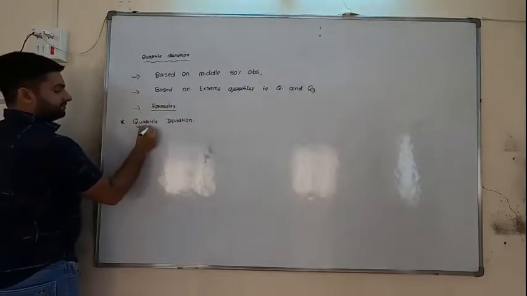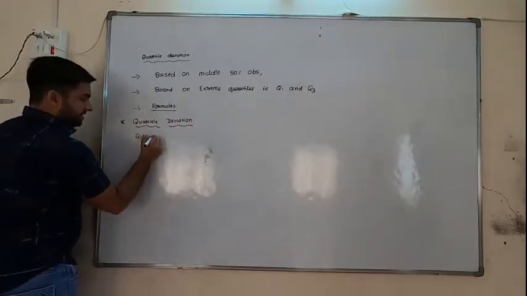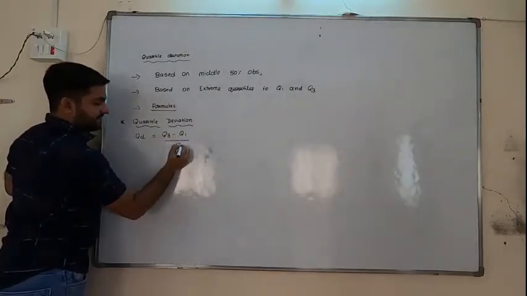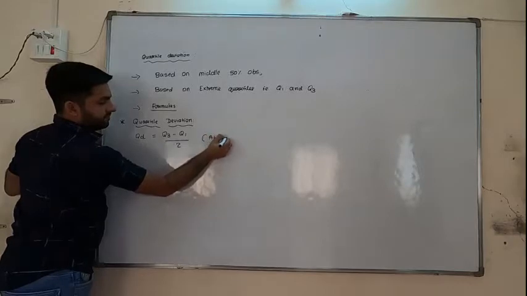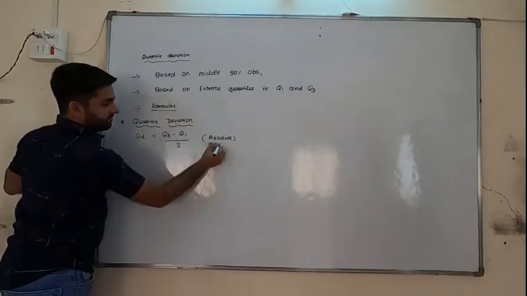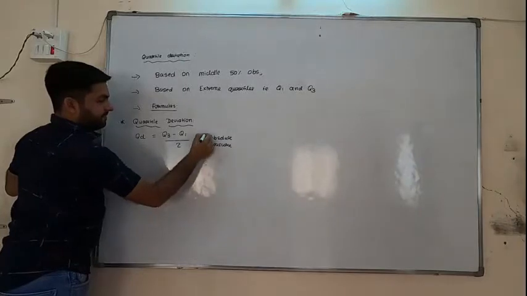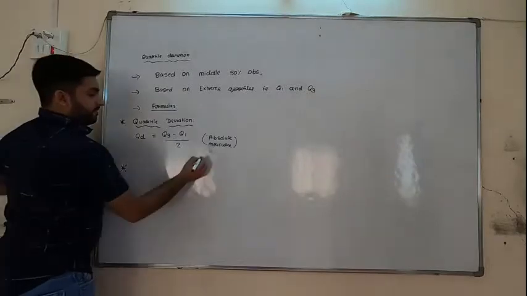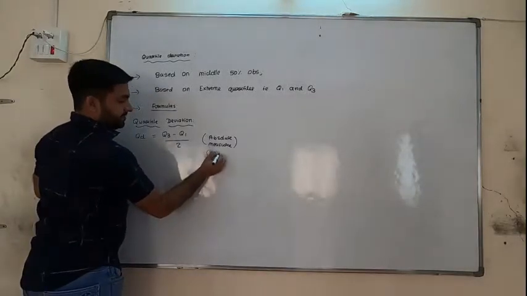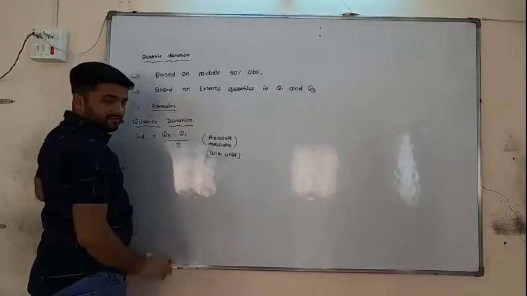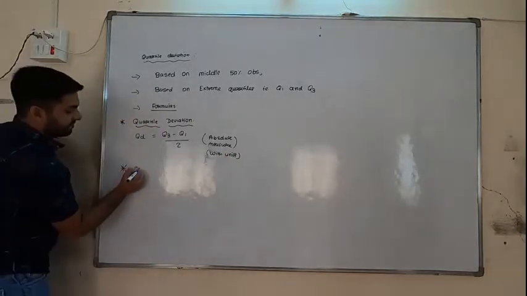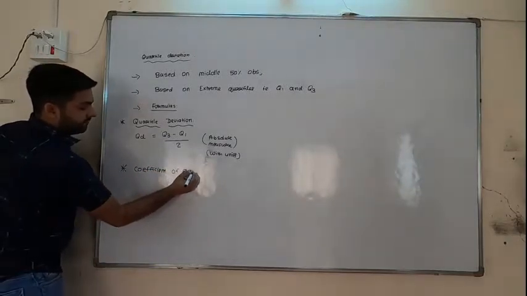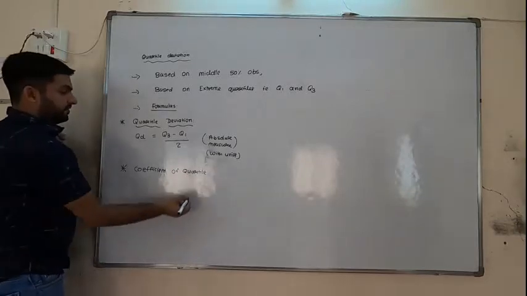Quartile deviation, QD, is equal to Q3 minus Q1 divided by 2. This is an absolute measure, and with units. Means the unit given in the question is used. Coefficient of quartile deviation.